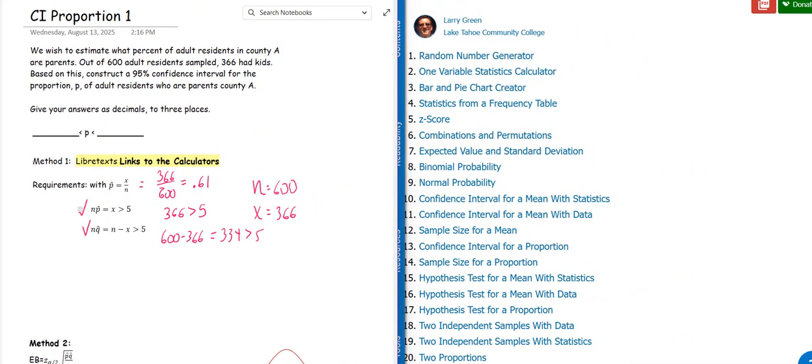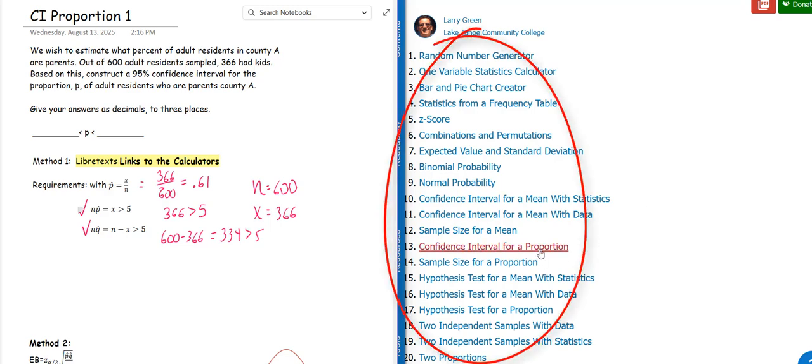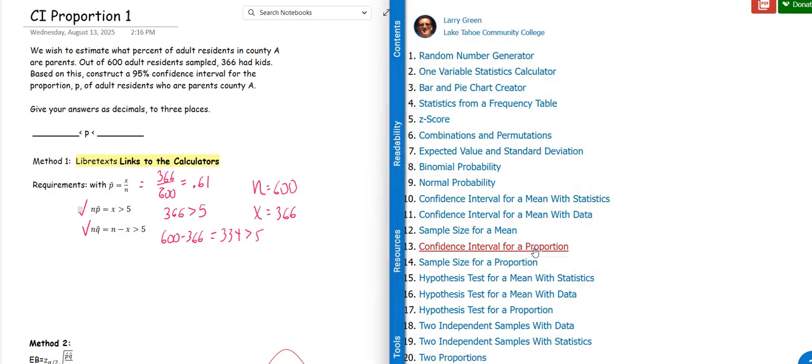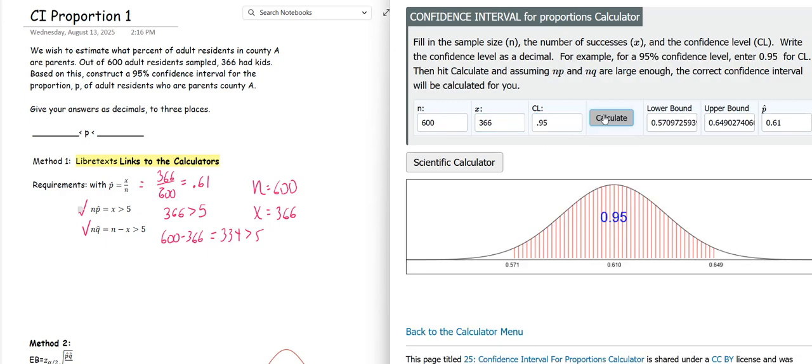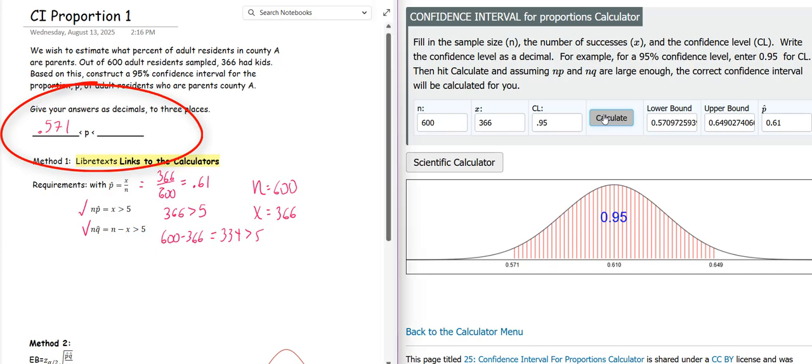So I'm going to use the LibreText calculator, and I'll have a link to this list in the problem and also in the module. You're going to come over here and select confidence interval for a proportion. And this is what that page looks like. Just enter what you have. N is 600, X is 366, confidence level 0.95. Calculate, and to 3 decimals, we get that the 95% confidence interval is P between 0.571 and 0.649, and that's it.